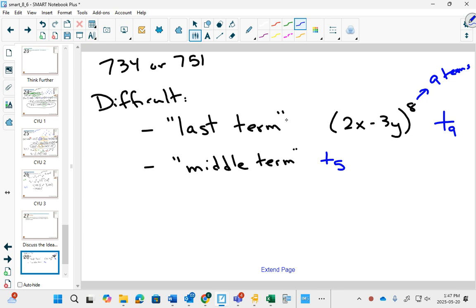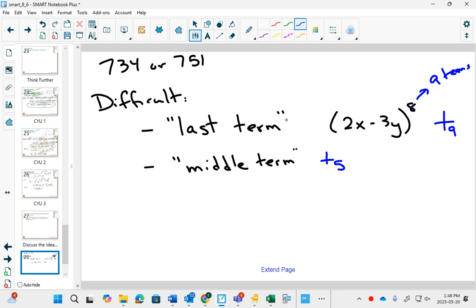Okay. So you could only have a middle term if you have an odd number of terms or an even exponent. But if you had an exponent of 100, what's the middle term? 51. Because there's 101, meaning that 50 on this side, 50 on this side, and the 1 in the middle. So some people take this number and divide it by 2 and add 1 to find the middle term. So middle term, a little bit harder than last term.